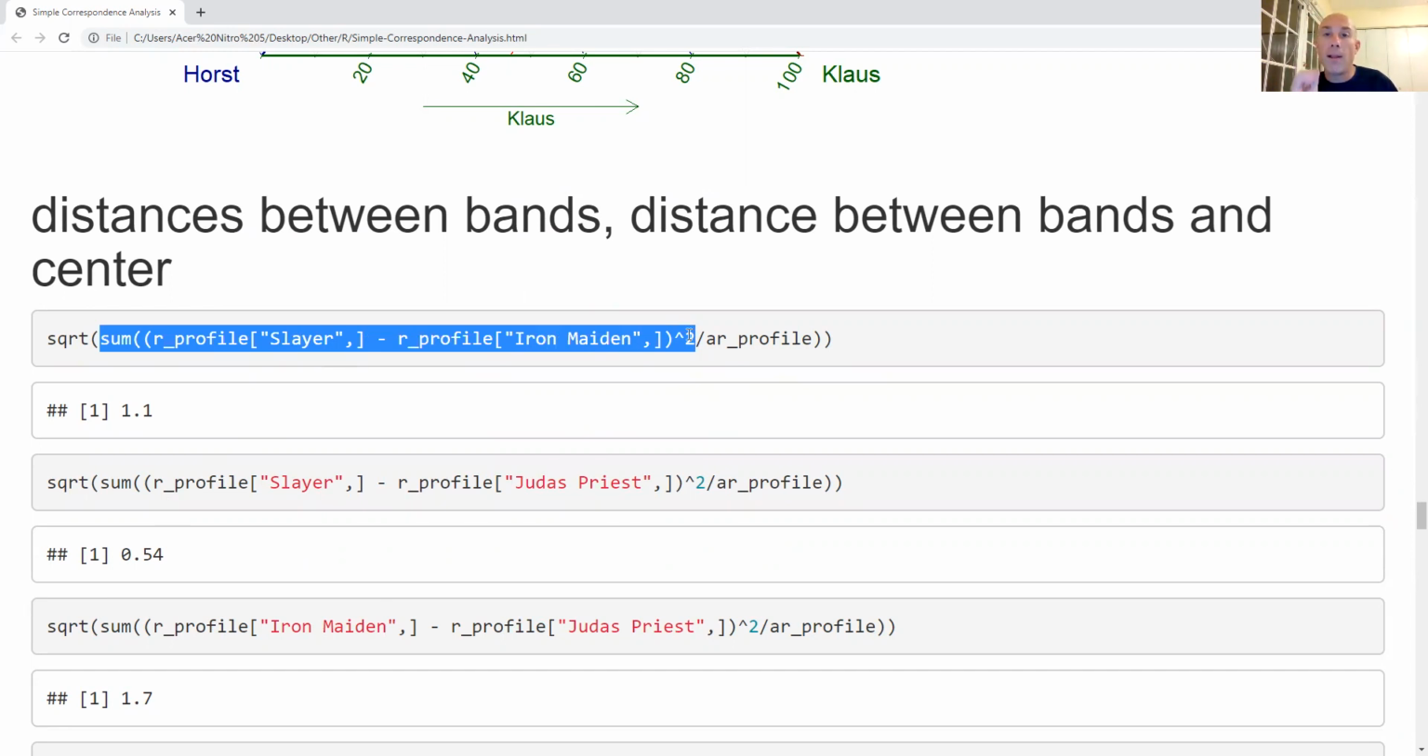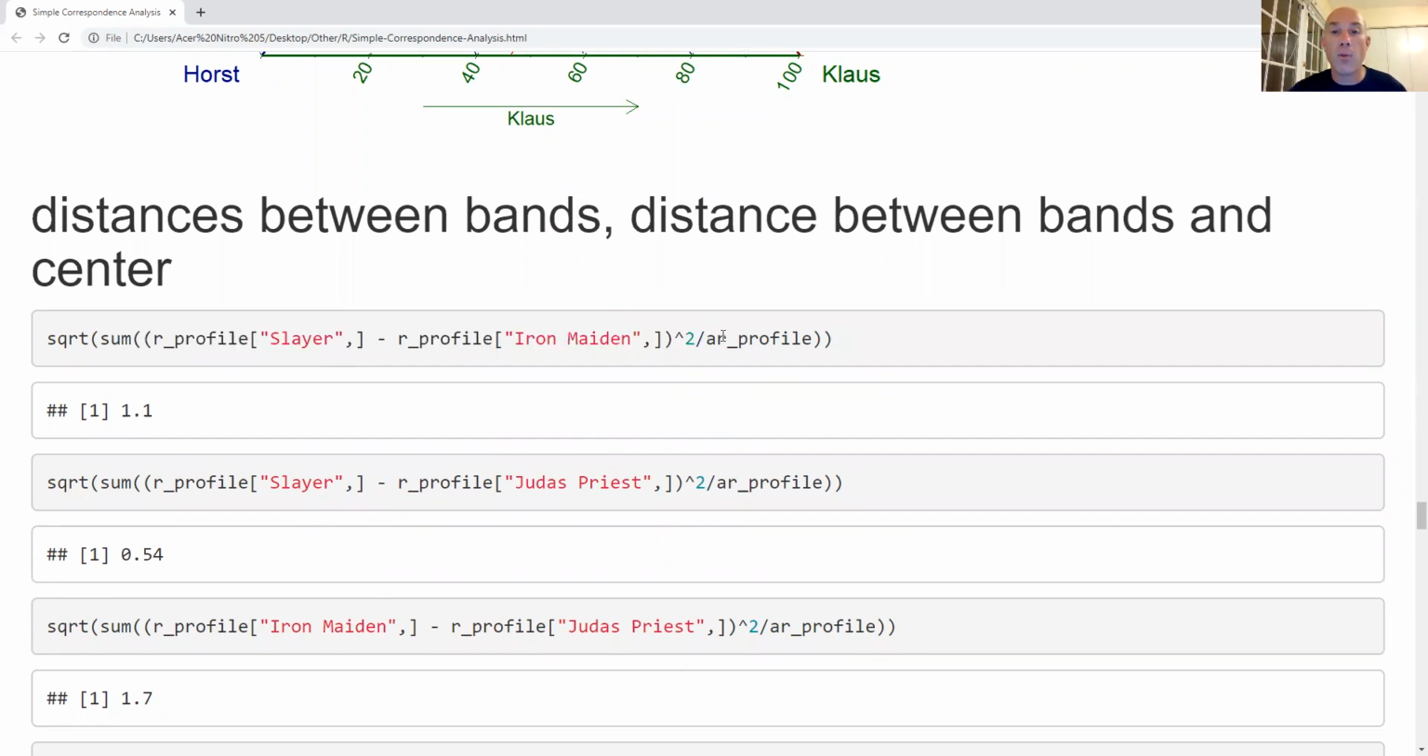But there's a problem. I need to rescale things in terms of the chi-squared expected value. And that chi-squared expected value is right there. So I need to rescale things to make sure that I get the right interpretation, and we get 1.1.